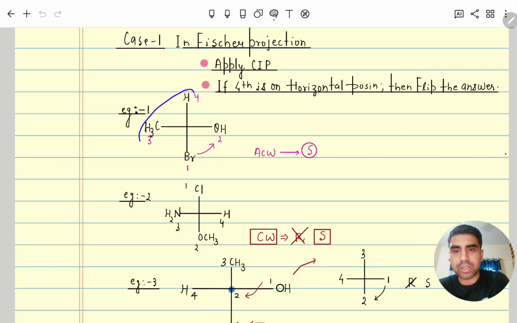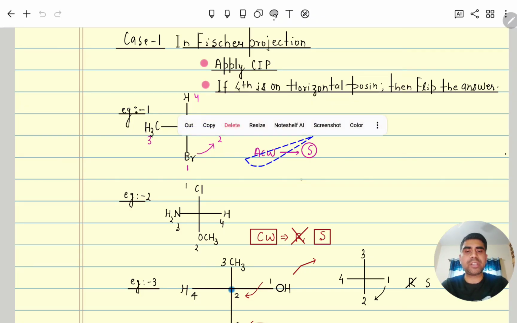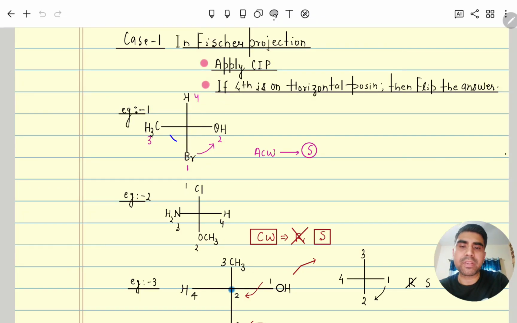So, like here, we can see this Fischer projection. In that we know that the horizontal lines are coming towards the observer and the vertical is going away from the observer. So here bromine is 1, then 2, then 3, and then 4. According to atomic number 1, 2, 3, it is coming anti-clockwise, so anti-clockwise is S configuration. This is the 3D molecule's representation in a Fischer projection, and its configuration naming which we give is S according to the CIP rule. Here the lowest priority fourth atom is on the vertical line, so no need to flip the answer.